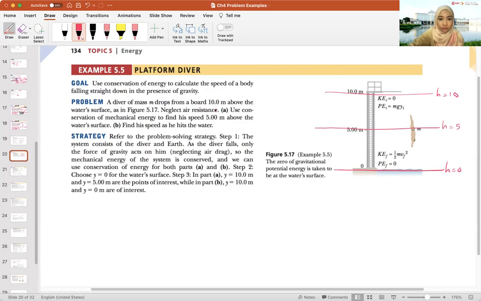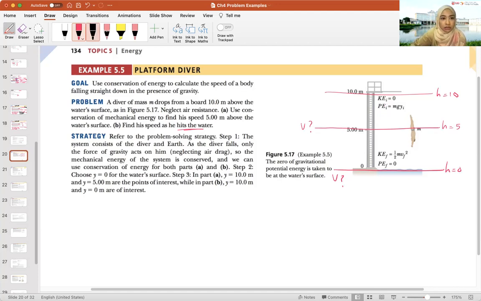Okay. Use the conservation of mechanical energy and then find his speed as he hits the water. Kat sini pun nak tahu juga. Dia nak tahu V dekat sini apa. Nak tahu V dekat sini apa. So kita akan cuba buat V kat sini apa dulu. Okay, so conservation of energy.